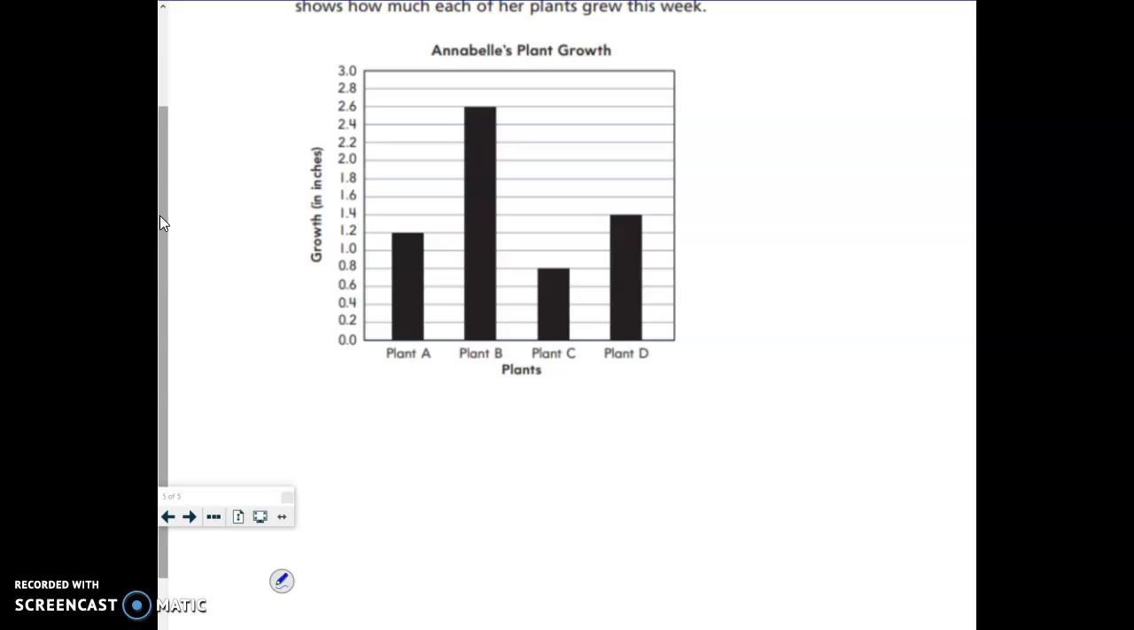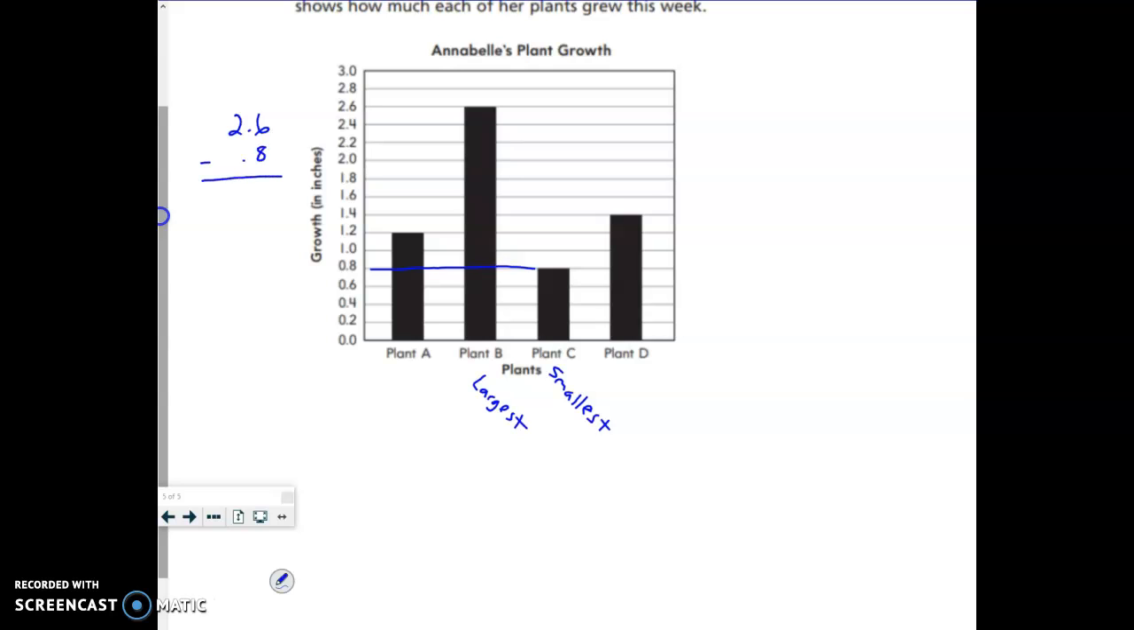Well, I've got to first identify on the bar graph which is the biggest and which is the smallest. So plant B is the largest, and plant C is the smallest. So if I'm looking for the difference, that means a subtraction problem. So now I need to set my problem up. Plant B would be the largest, so that's on top. That would be 2.6. Okay, and plant C being the smallest, I'd follow that line across here to figure out where that is, and that's 0.8.